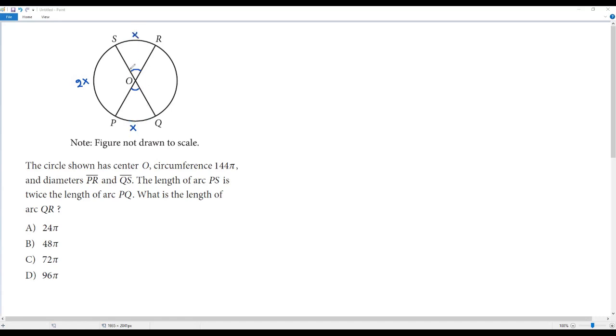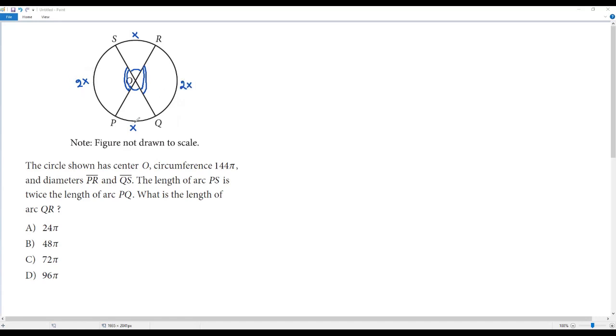Okay, now let's consider this angle over here and this angle over here. These two angles are vertical angles and they must be equal in measure. So these two arcs, PS and QR, have central angles of equal measure, so they must be equal in length. Already we have the length of PS, that is 2x. Then the length of QR also must be 2x.